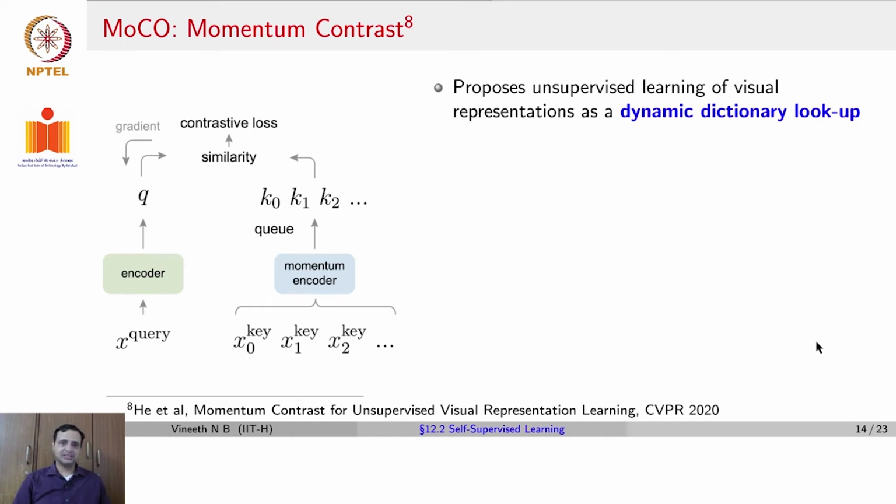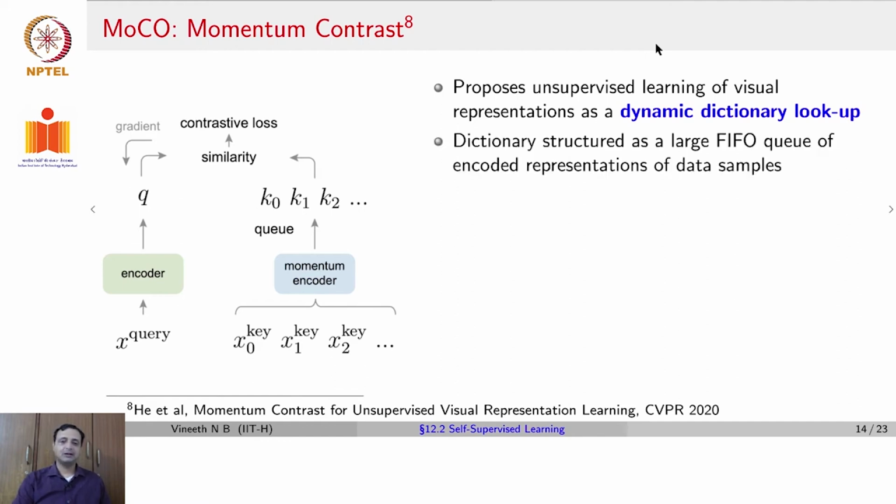One of the earliest methods in this space is known as MoCo, which was first made public about a year ago, but was published in CVPR of 2020. MoCo stands for Momentum Contrast, and this method proposes unsupervised learning of visual representations using the idea of a dynamic dictionary lookup. The dictionary, stored as x0 key, x1 key, x2 key, and so on, a set of keys, is structured as a large first in, first out queue of encoded representations of data samples.